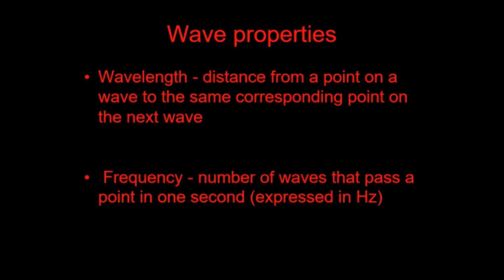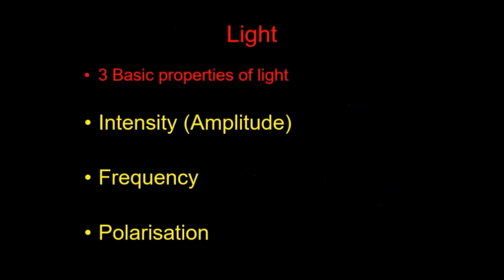So, in terms of the properties of a wave, we have the wavelength and we have the frequency. There are three basic properties of light. You have intensity, you have frequency, which is related to the wavelength, and you have polarization.